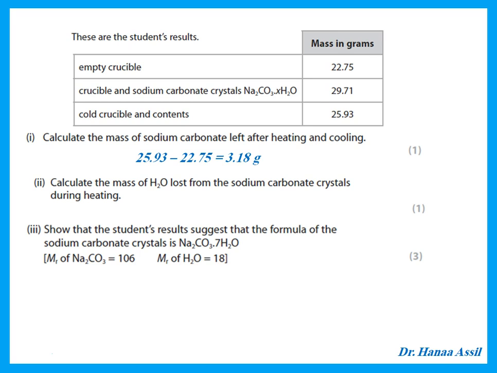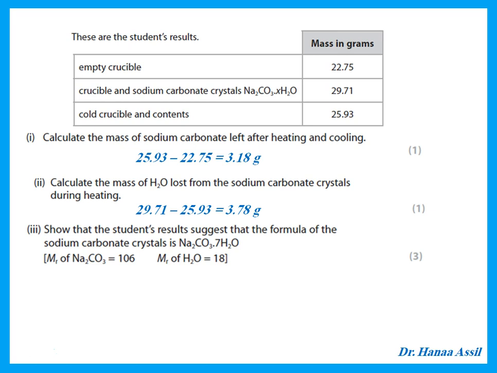Then he's saying calculate the mass of water. How do I get the mass of water? Well, the mass of water is the mass of the crucible and the hydrated salt, which is 29.71, minus the crucible and the contents at the end, that is the solid without the water, so that I can tell how much water has been removed.